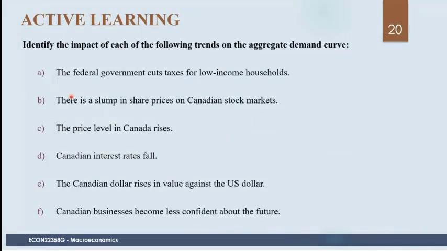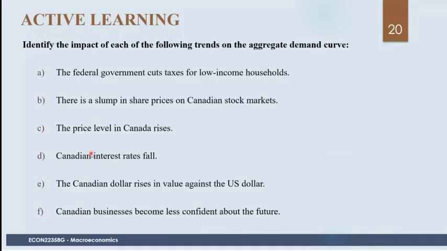Okay, so let's look at the impact of each of the following trends on the aggregate demand curve. So the federal government cuts taxes for low-income households. So that affects disposable income, right? So which direction would that shift the curve? You could just type that into the chat function if you want. Yeah, they would shift it to the right.